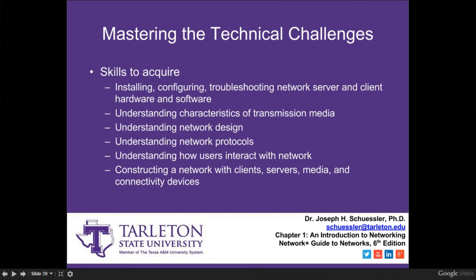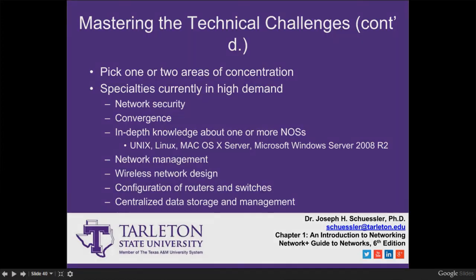Pick one, especially if networking is your thing. Pick one or two of these and get really good at that. Go really deep into those specific areas. Personally, I like network design. It's kind of one of my real interests. Master the technical challenges, continue. So pick one or two of those areas and concentrate on them.